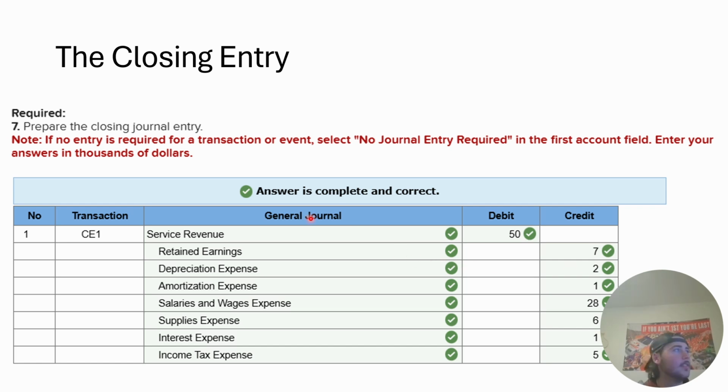Closing entries. As you see here, you have to close. We have to close the temporary accounts related to the service revenue. That includes retained earnings, depreciation, all the expenses. So depreciation expense, amortization expense, salaries and wages expense, supplies expense, anything related to the operations to obtain the service revenue. All these expenses go into that. You close those out. That's your closing entry.